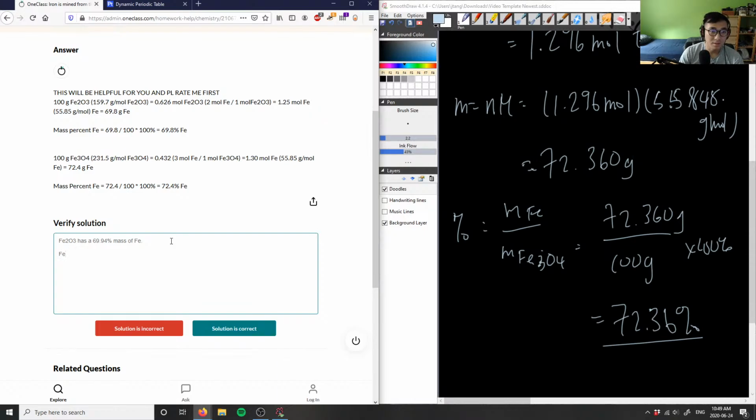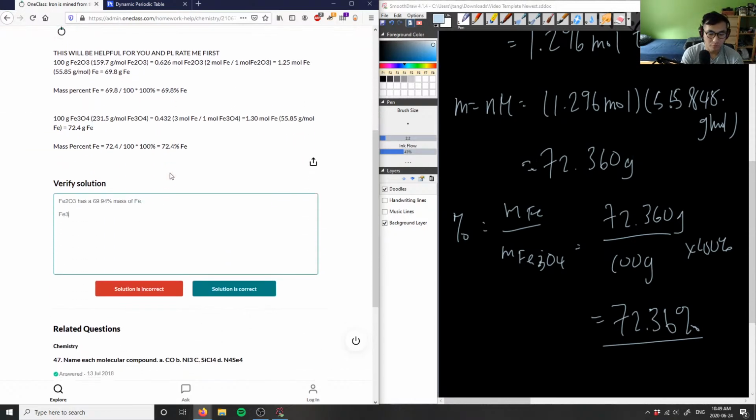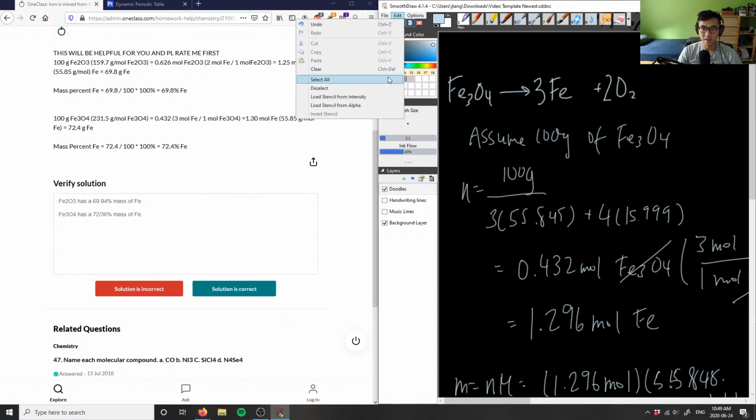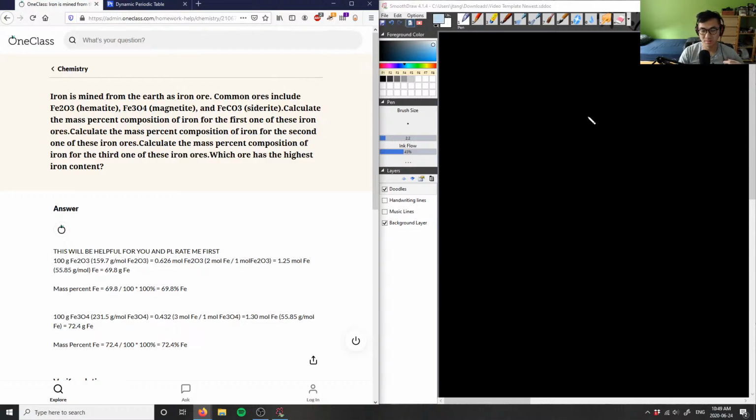So Fe3O4 has a 72.36% mass of Fe. And then finally, what we can do is we can do the last one here. Very, very tedious, this question, but we almost got it.